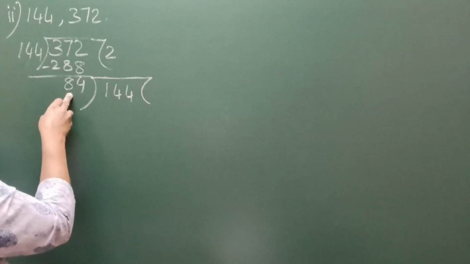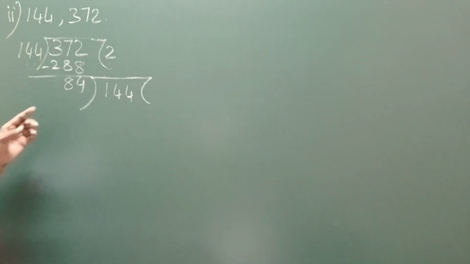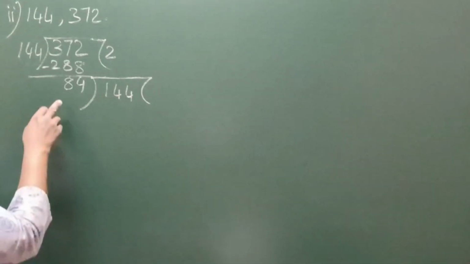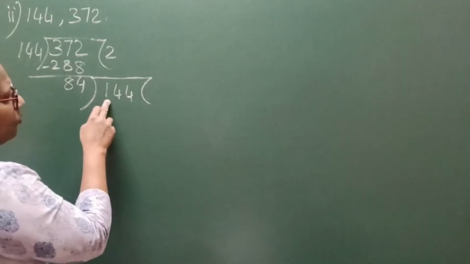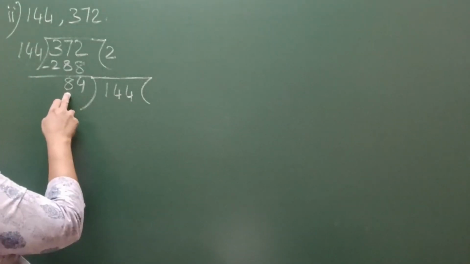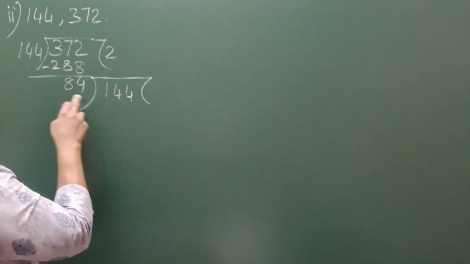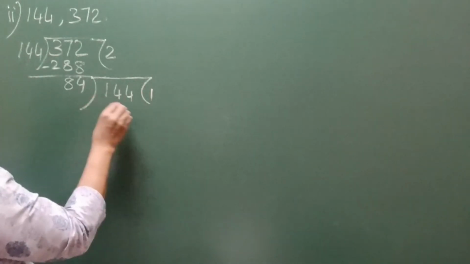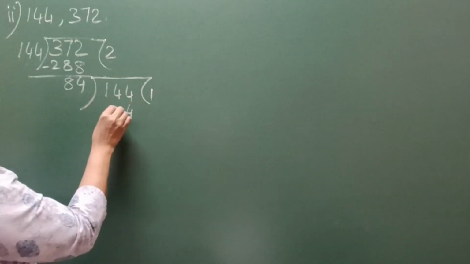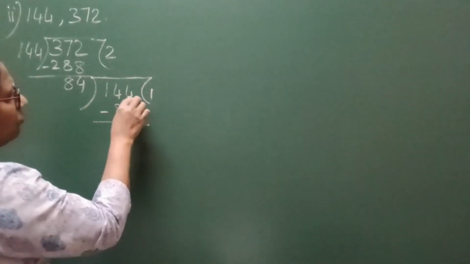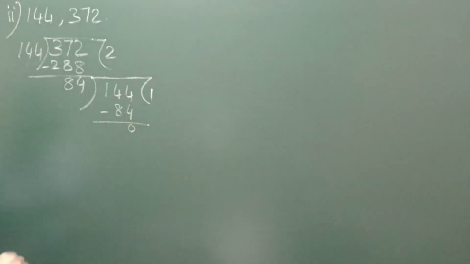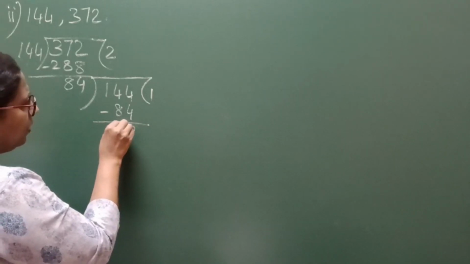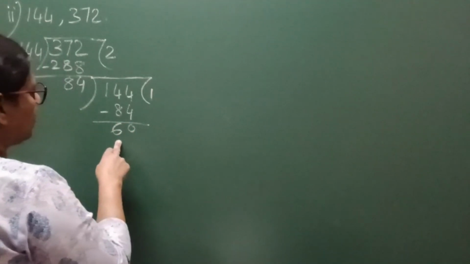Remainder 84 will be our divisor. 84, 144. If you take one digit, here you have to take 2. Here it is 14, here it is 8. 8 twos are 16, so it will not go, only one time. 1 four is 4. 1 eight is 8. Subtract. 4 minus 4 is equal to 0. 14 minus 8 is equal to 6. We got 60 as the remainder now.